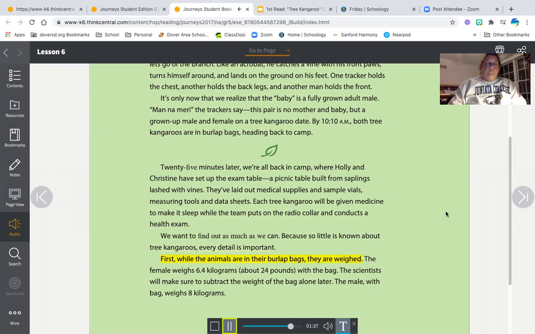First, while the animals are in their burlap bags, they are weighed. The female weighs 6.4 kilograms, about 24 pounds with the bag. The scientists will make sure to subtract the weight of the bag alone later. The male, with bag, weighs 8 kilograms. At right, Gabriel spots a tree kangaroo.